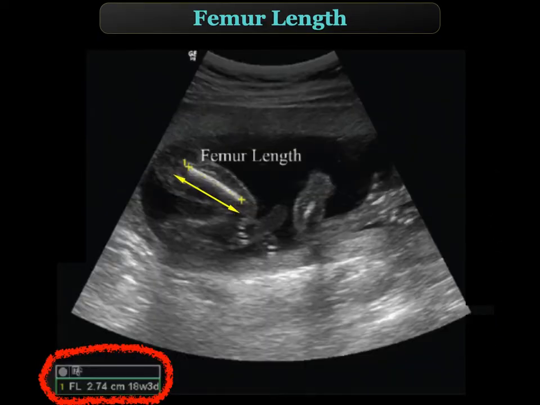Femur length is my preferred option for second and third trimester gestational dating. You can look around until you find a nice view of the femur and then hit the pause or freeze button. Then you can use your measurement calipers in order to find the femur length. Here you can see that the femur length has been converted into a gestational age of 18 weeks and 3 days.